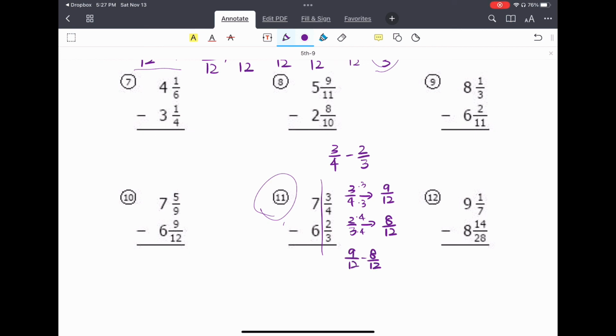If the first one happened to be less than the second one, then we would do grouping, but it is not the case over here. So 9 minus 8 is 1 over 12. So just the fraction itself is 1 over 12, and 7 minus 6 is 1. So for number 11, your final answer should be 1 and 1/12.